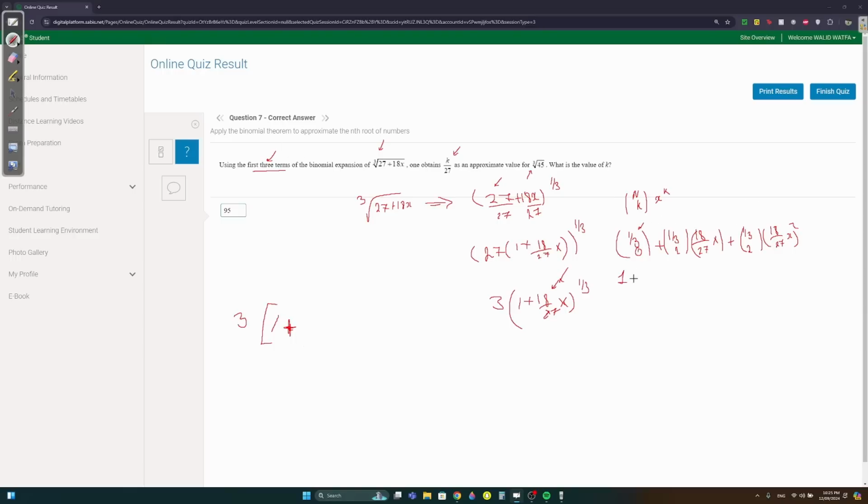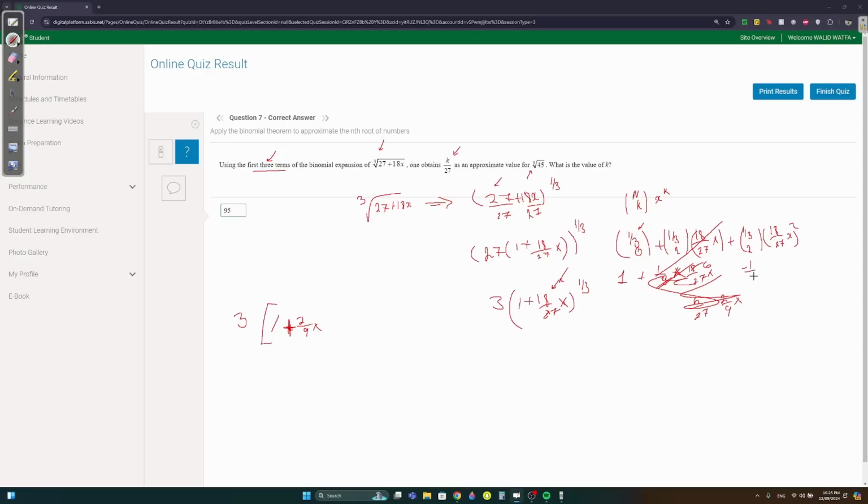1 over 3 c0 is 1. 1 over 3 c1 is 1 over 3 times 18 over 27 x, right? Okay. You can cancel this with this, it will become 6. 6 over 27 is the same as 2 over 9, right? 2 over 9x. So we're just going to simplify this and put 2 over 9x.